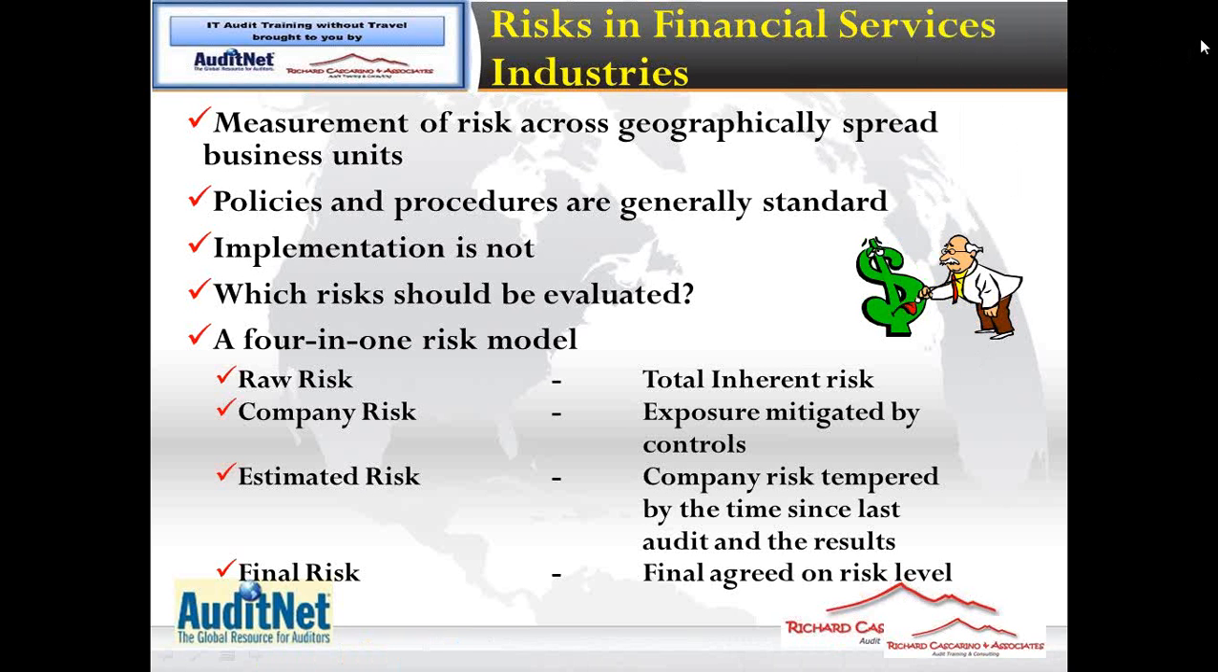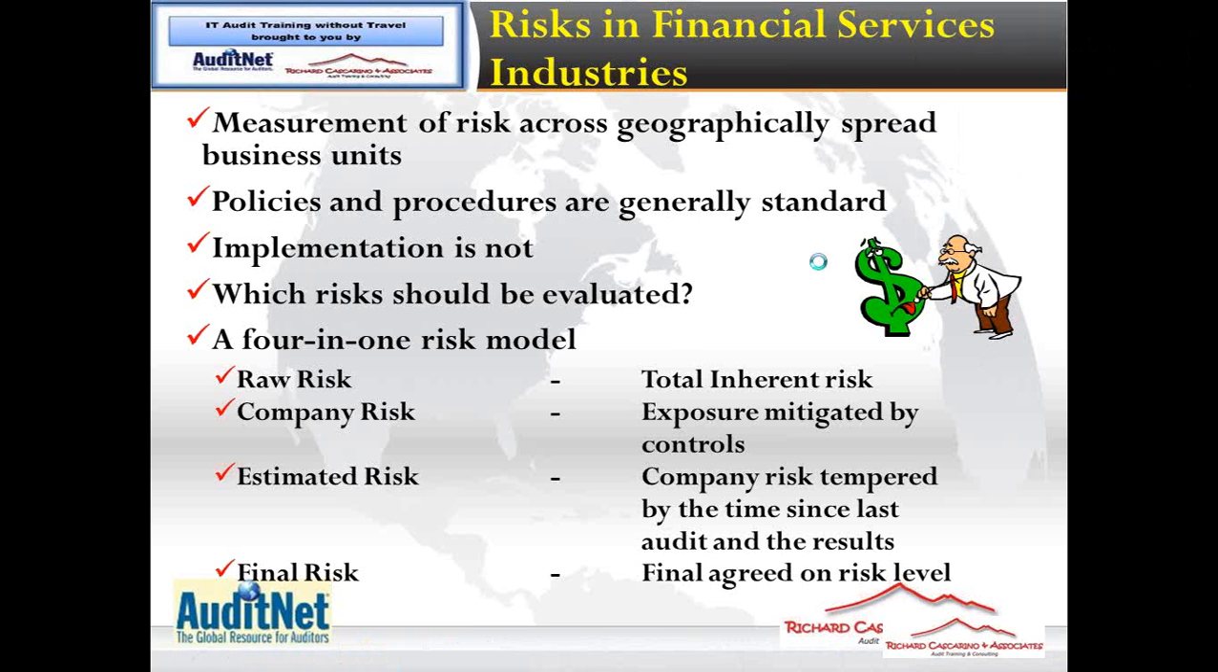On the other hand, if we were in a year ago and it was a total disaster and nothing has changed, then our estimated risk is going to be considerably higher than the company risk and much closer to a raw risk. And ultimately, we're going to have to negotiate that with management and come up with our final risk, our final agreed on risk level. And that's one of the ways that financial institutions do it.